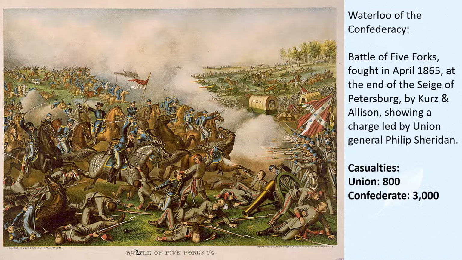Robert E. Lee was considering continuing a guerrilla war, but with his army dwindling in size, he was outflanked and the Union Army cut off the Confederates from his supplies. And also at this time we have the Waterloo of the Confederacy, the Battle of Five Forks, fought in April 1865. This is showing a charge led by the Union general Philip Sheridan.